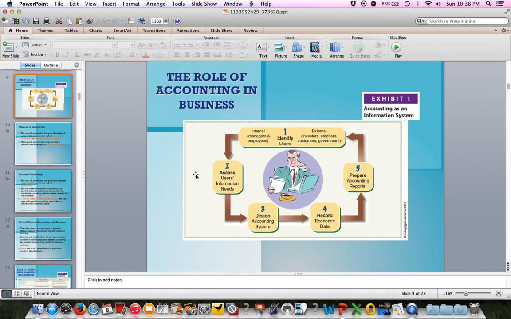We'll then, of course, assess what the needs of the particular user are, design an accounting system to fit their needs, record the data, and prepare outputs so that they can receive the information and make decisions.